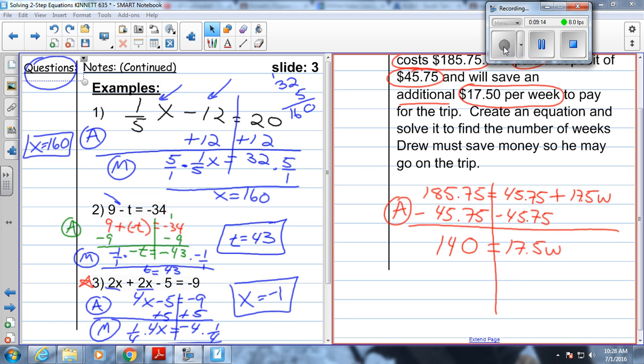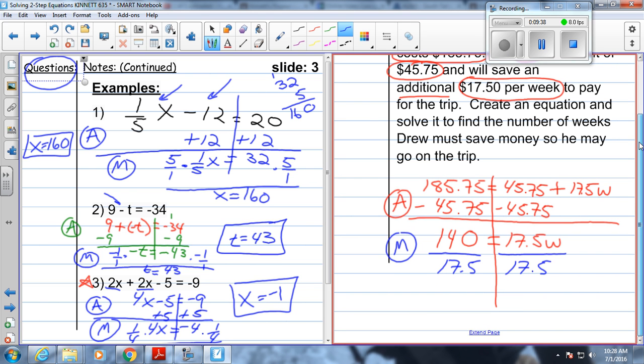Excellent job. And now we need to divide by that 17.5, which is the multiplicative inverse. And again, you could write it this way. It's just when we're using decimals, many students like to use the division sign instead and write it this way. So I like to interchange. I use this a lot on decimals. So now we have to divide 140 by 17.5. No, we don't get to use the calculator.